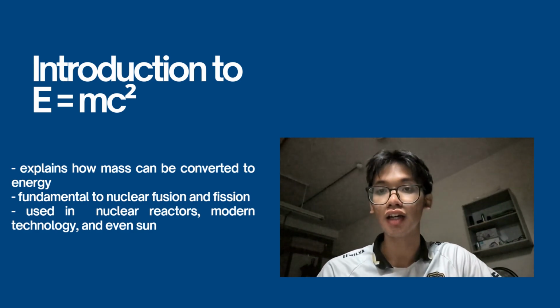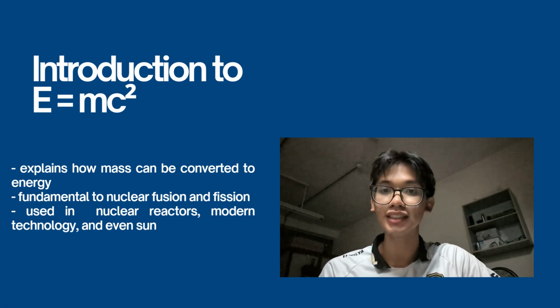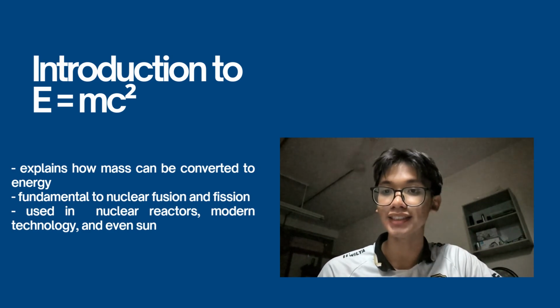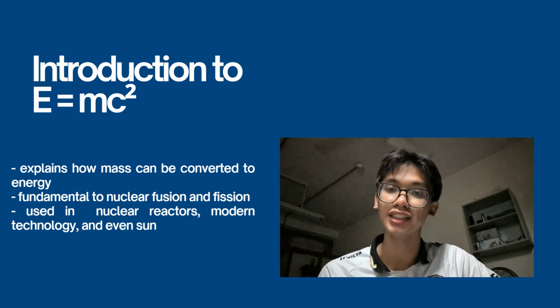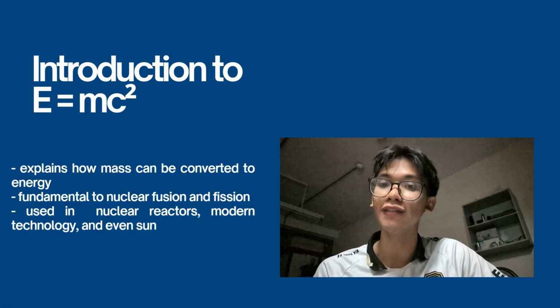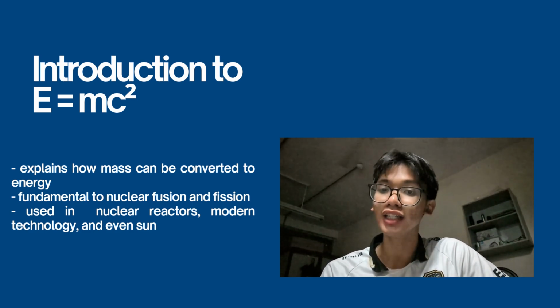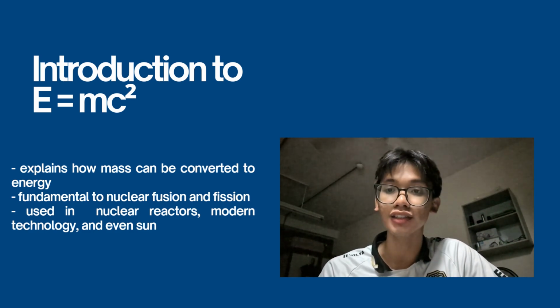For introduction, Albert Einstein's formula E equals mc² explains that mass can be converted into energy. It is also a fundamental of nuclear fission and nuclear fusion. Moreover, it is also used in nuclear reactors, modern technology, and even the sun.